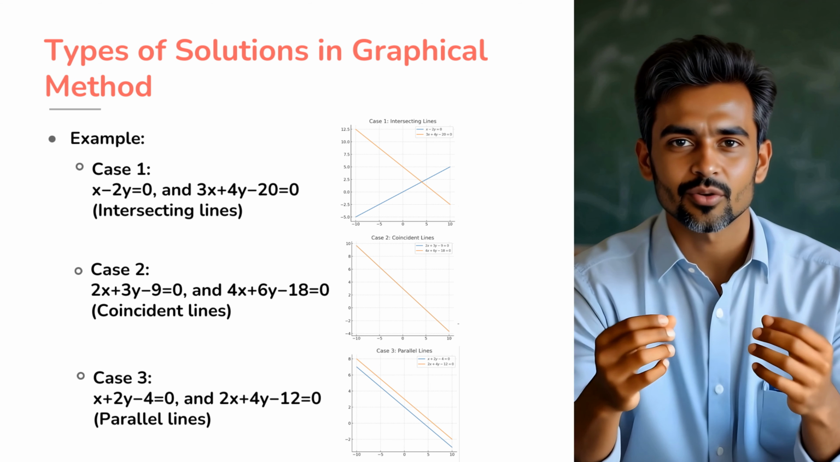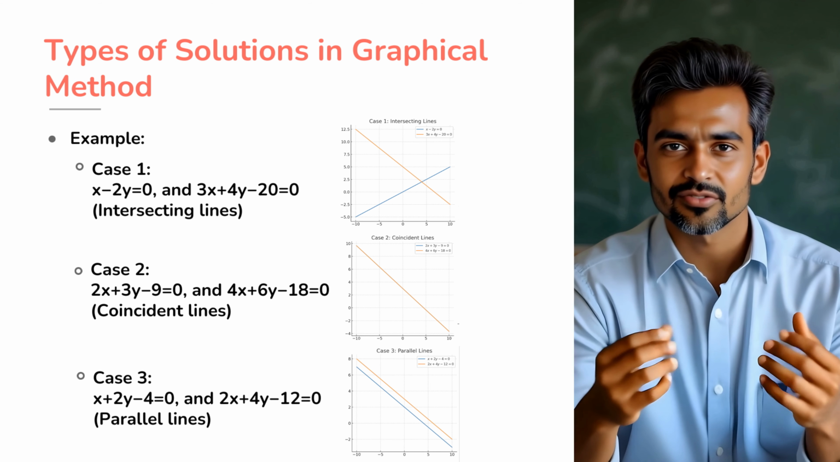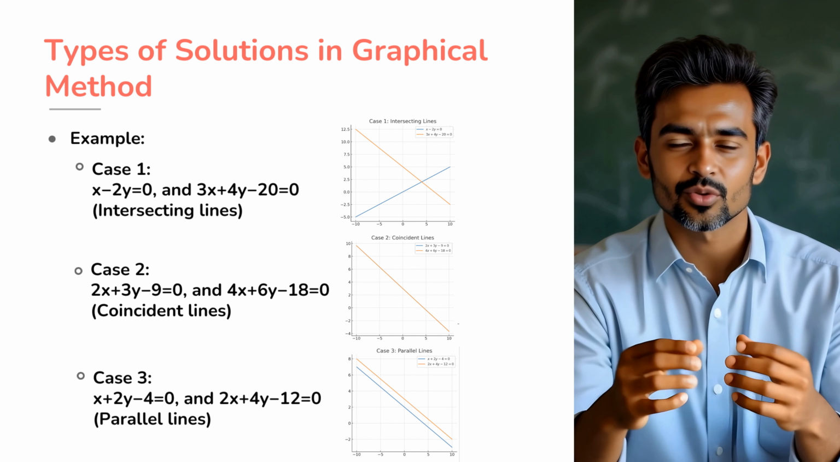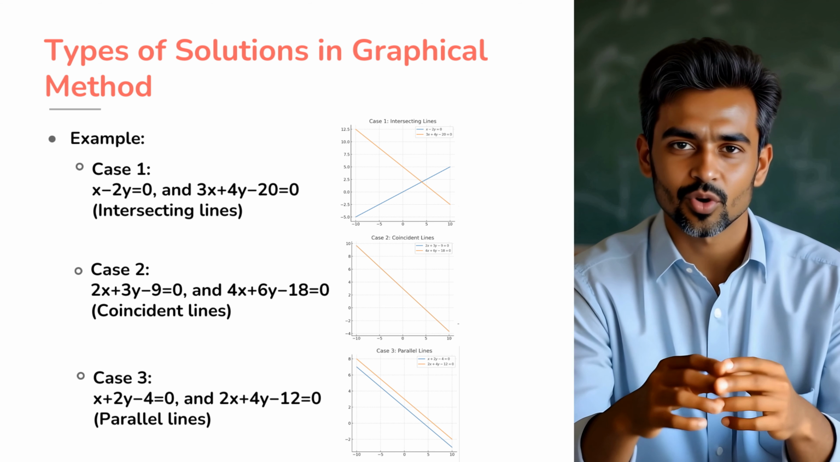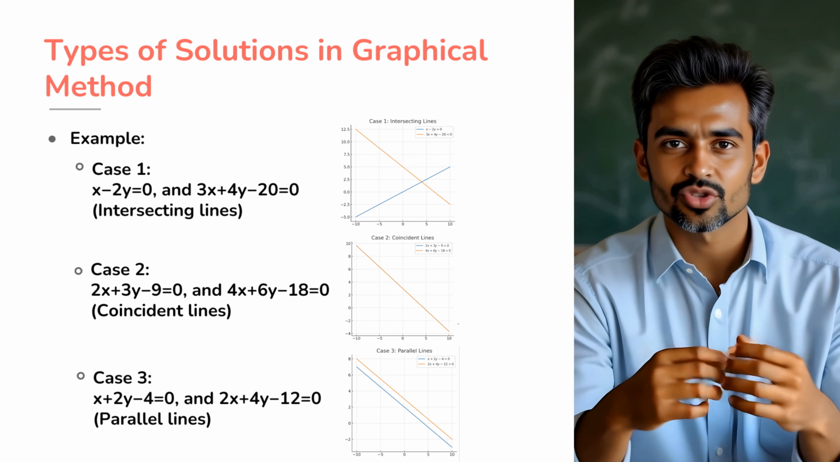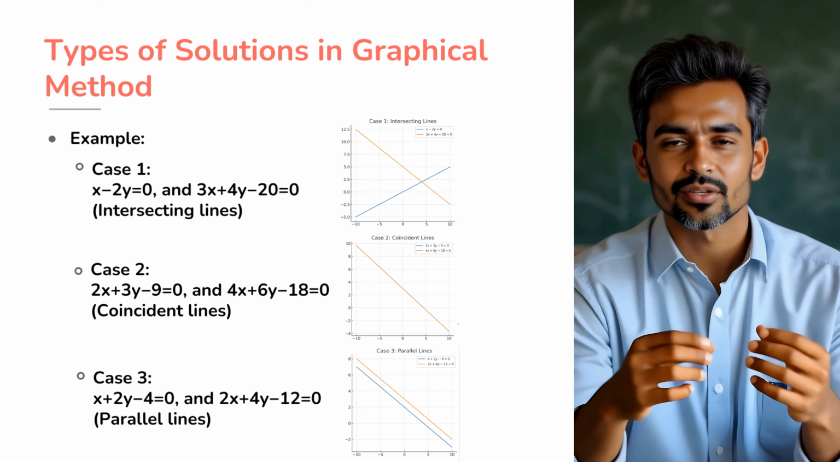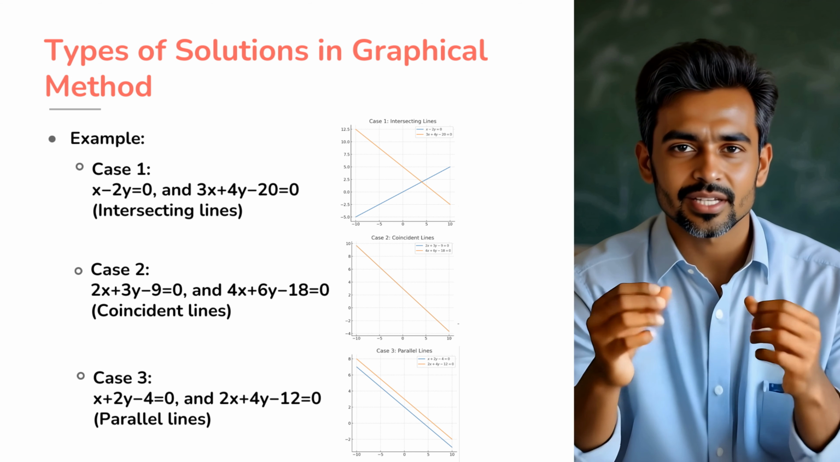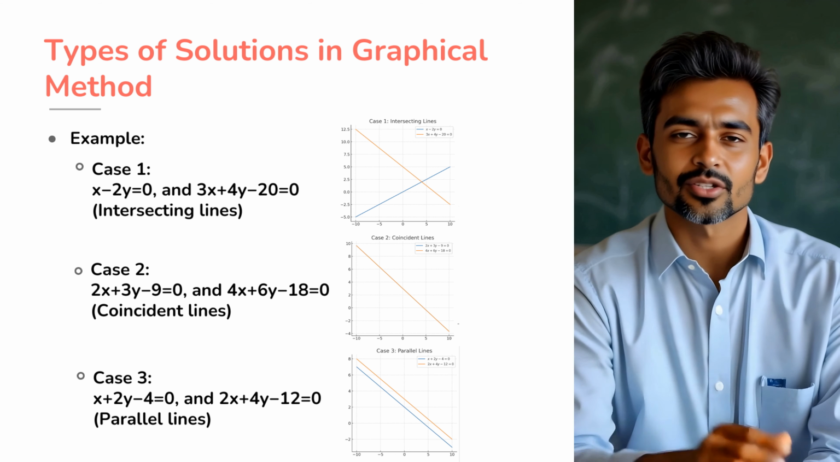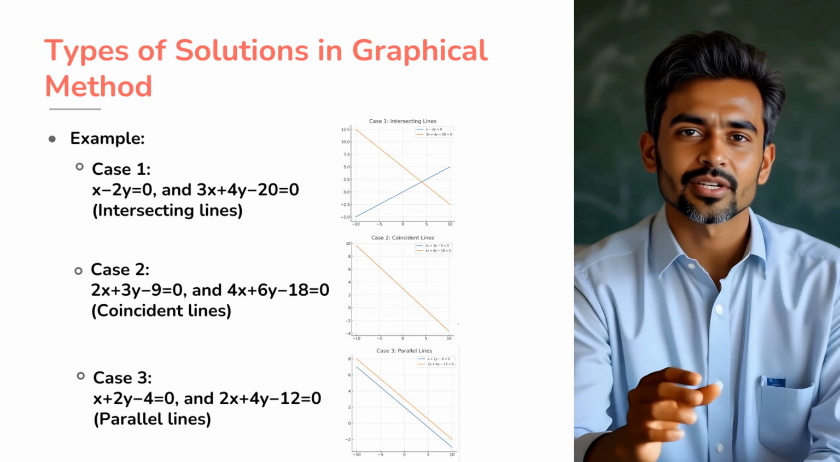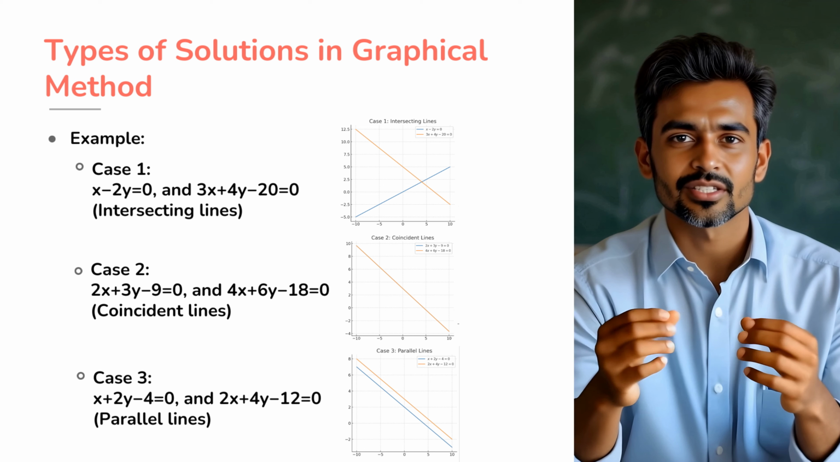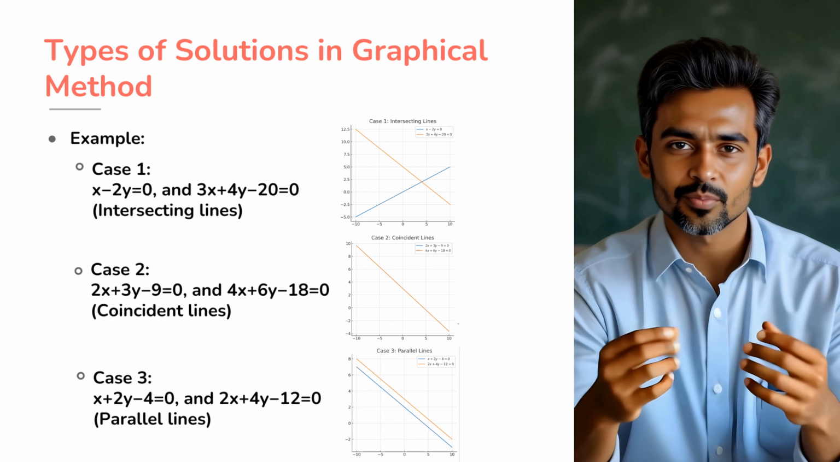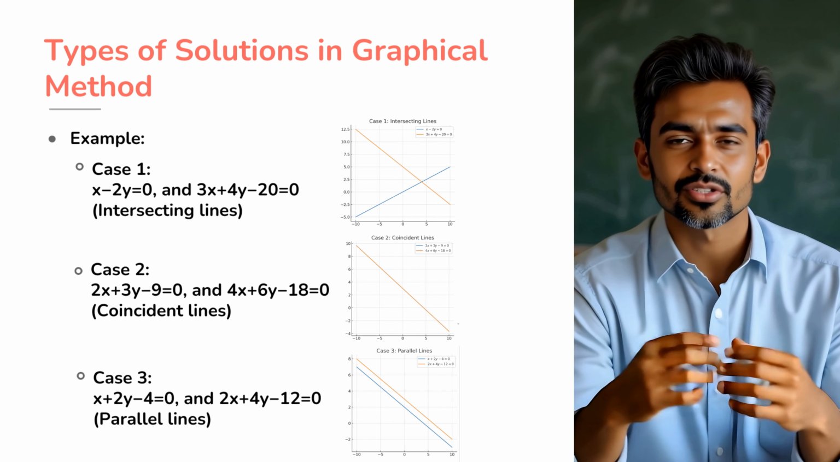Let's now break down these three possibilities a little further. Unique solution: if the lines intersect at one point, we have a unique solution. No solution: if the lines are parallel, meaning they never meet, the system has no solution. Infinite solutions: if the lines coincide, meaning they overlap, we have infinitely many solutions.